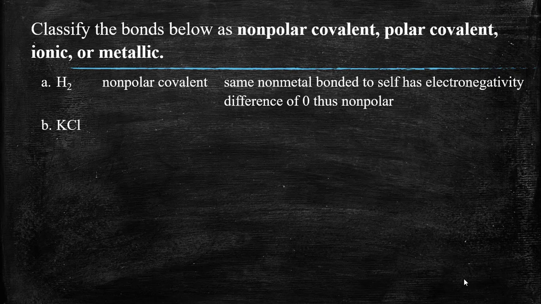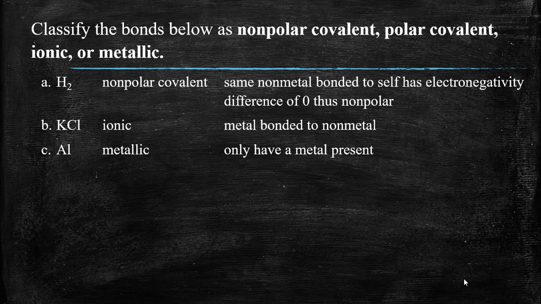The second is potassium chloride. This would be ionic. It is ionic because it is a metal bonded to a nonmetal, so there will be a transfer of electrons. Next is aluminum. This will be metallic because you only have a metal present.